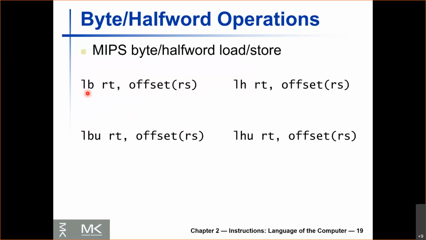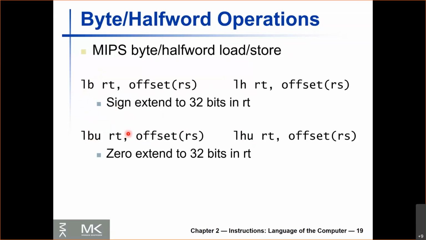If the leftmost bit is 0, it'll fill it up with zeros. If the leftmost bit is 1, it'll fill it up with ones. Whereas load byte unsigned will always do 0 extension. It'll always fill the leftmost bits with 0. So load byte will do sign extension, and load byte unsigned will always do 0 extension. Load byte unsigned will fill the remaining bits with 0, whereas load byte signed will fill the remaining bits with whatever the leftmost bit was, so that if it was a negative number, it remains a negative number in 2's complement. All right, so we have load byte, load byte unsigned, load half word, and load half word unsigned.